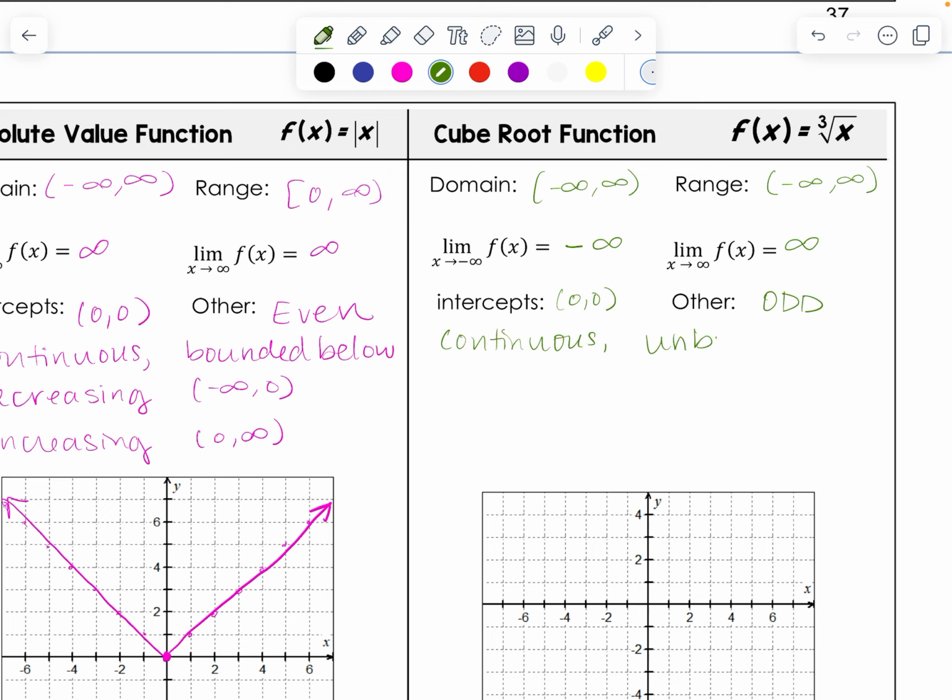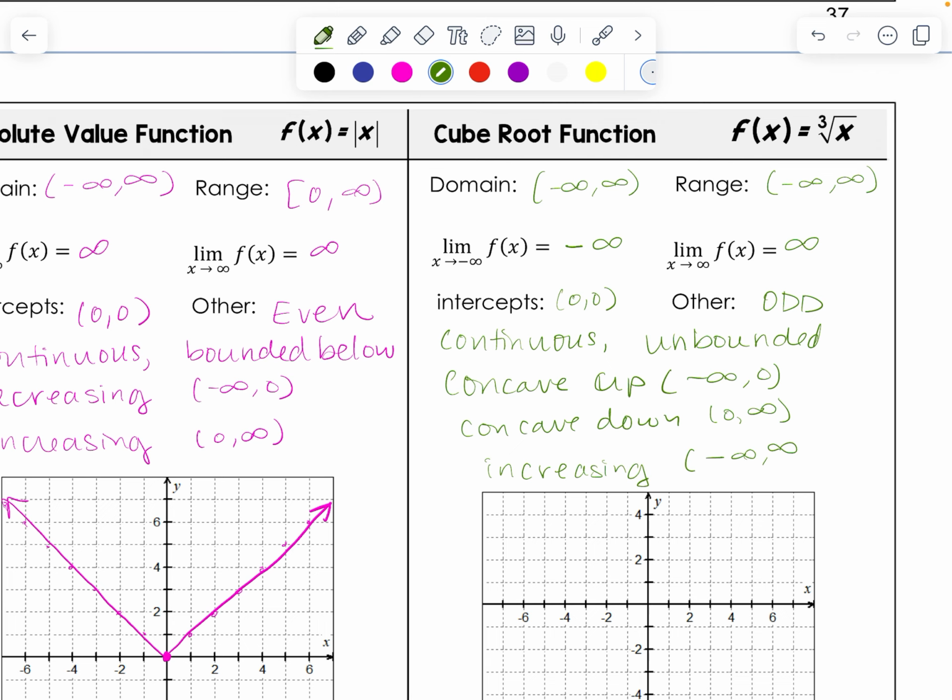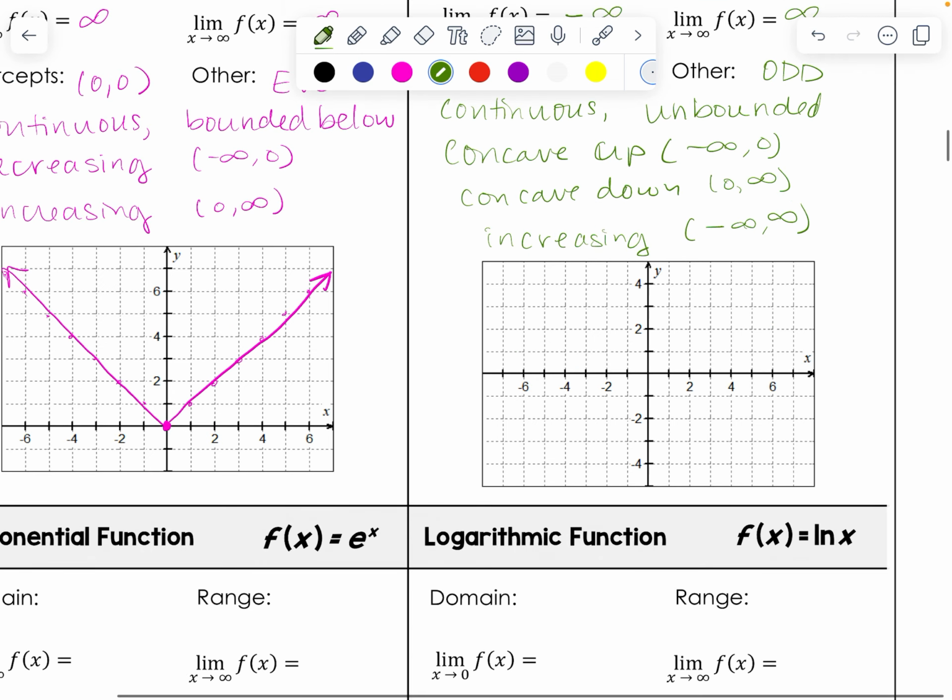unbounded. It's concave up from negative infinity to 0, but then it's also concave down from 0 to infinity, and it increases for all real numbers. So it's always increasing, and it looks like this, and it goes flat.